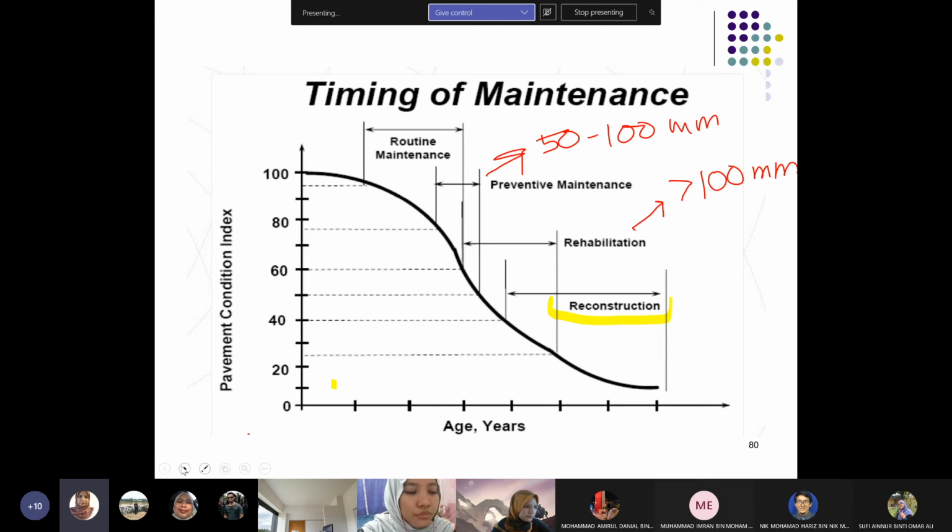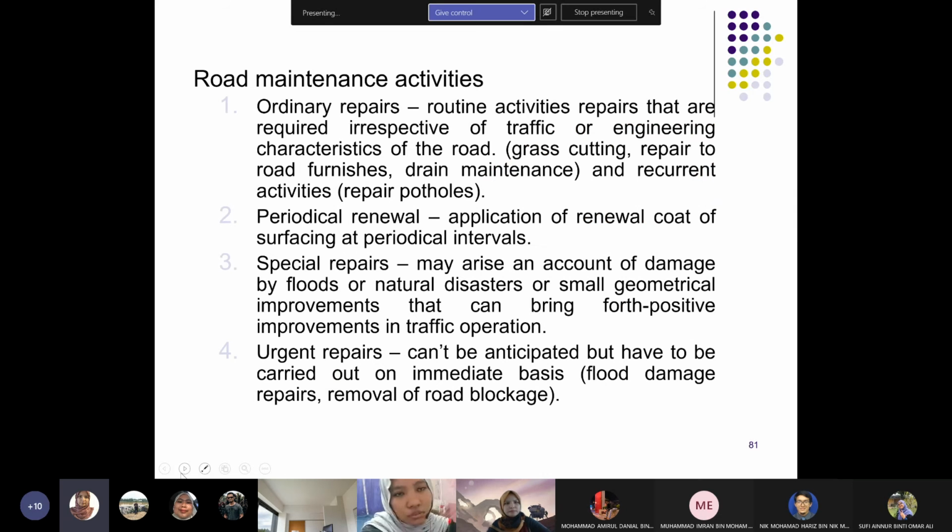Okay, next one. Okay, there are a few types of maintenance activities. Repair, yang ni yang kerap lah, routine, you do it every day, every week you will do it, but this is less engineering aspect lah. Kalau you tengok dekat situ dia more to macam kita punya apa landscape lah, grass cutting, road finishes, drain maintenance, repair potholes. That is very routine, you do it daily or weekly, right?